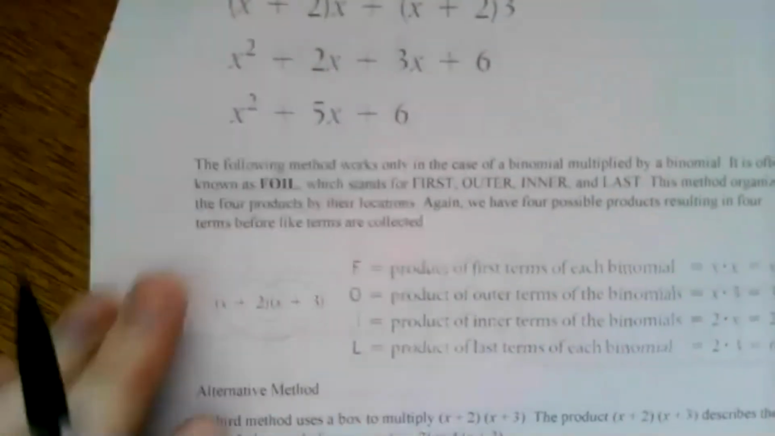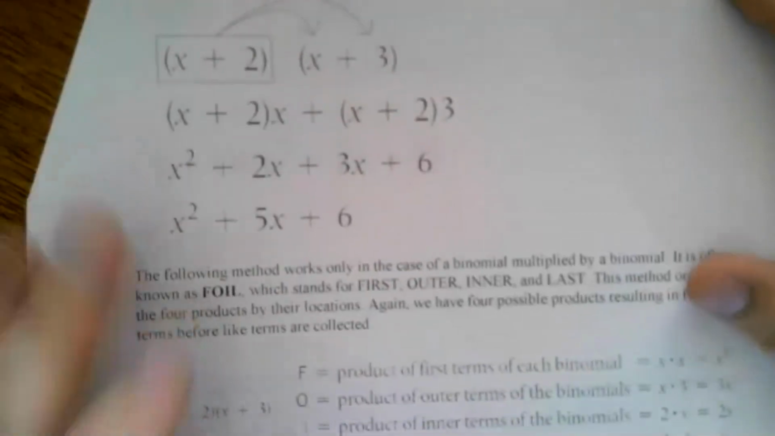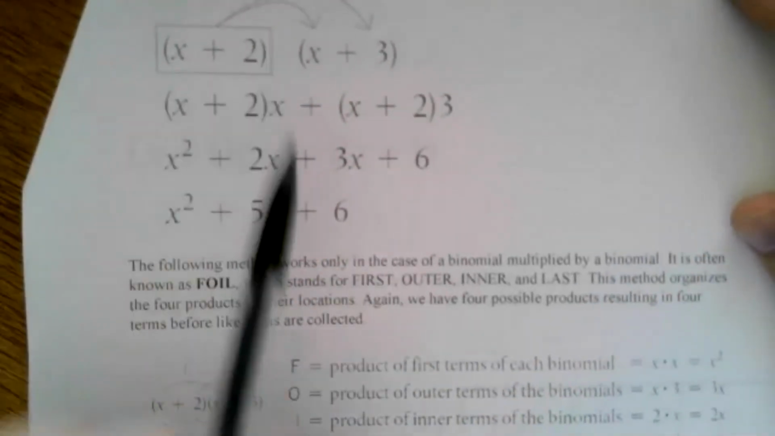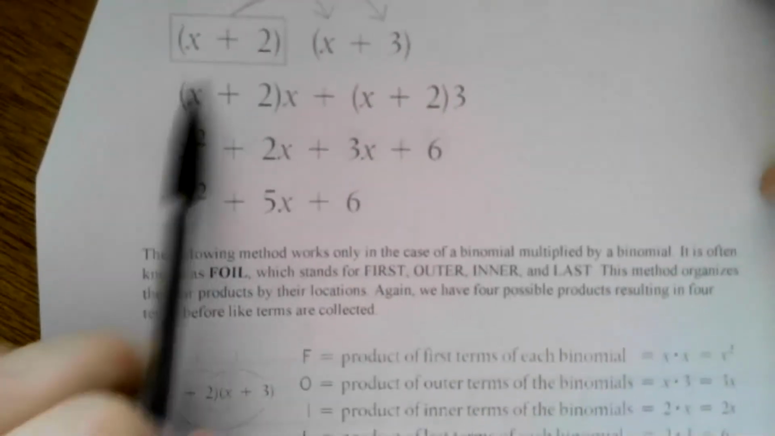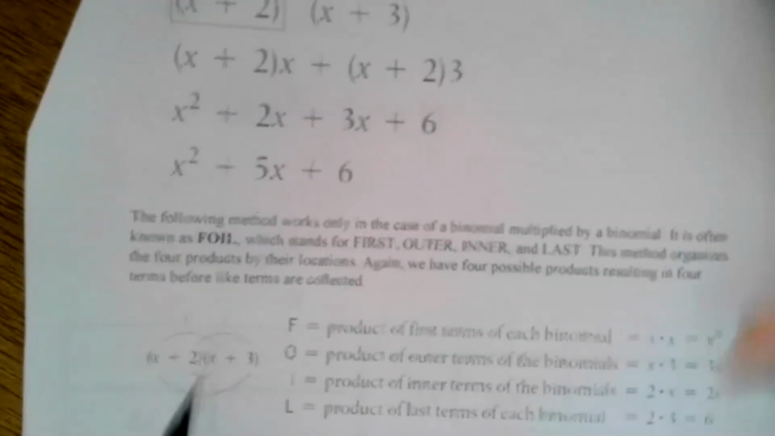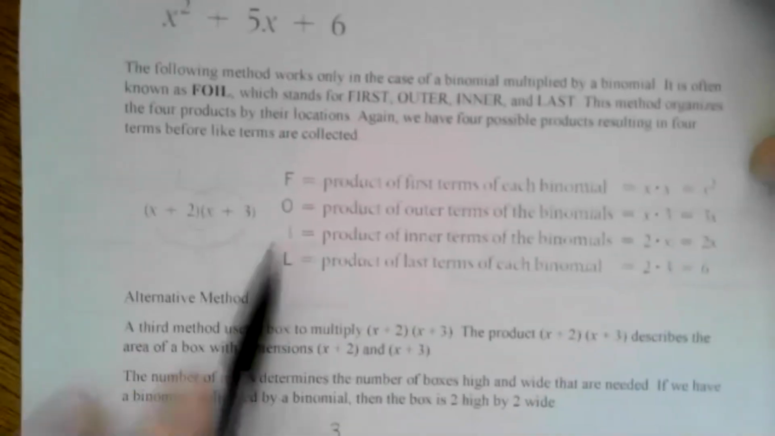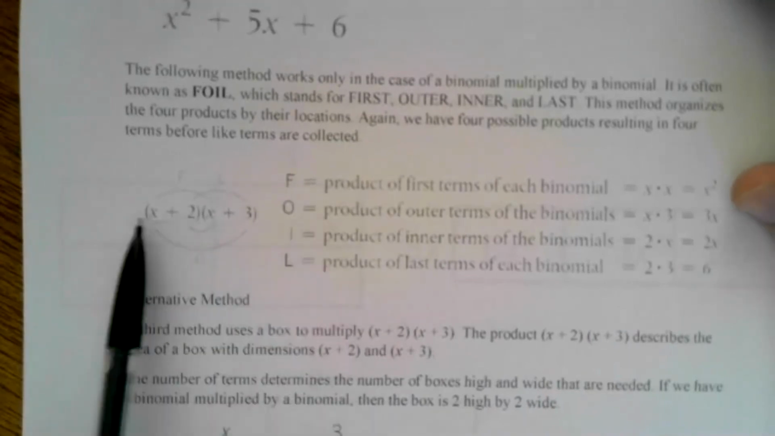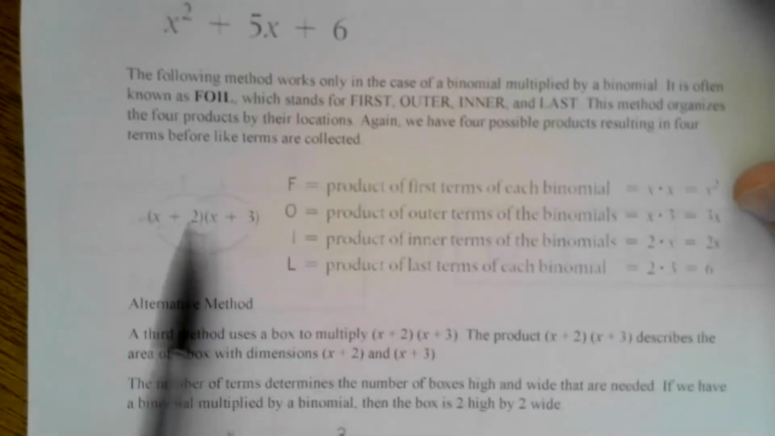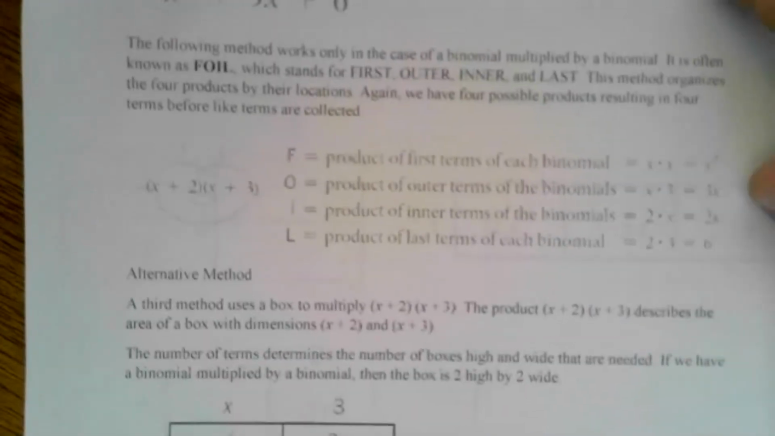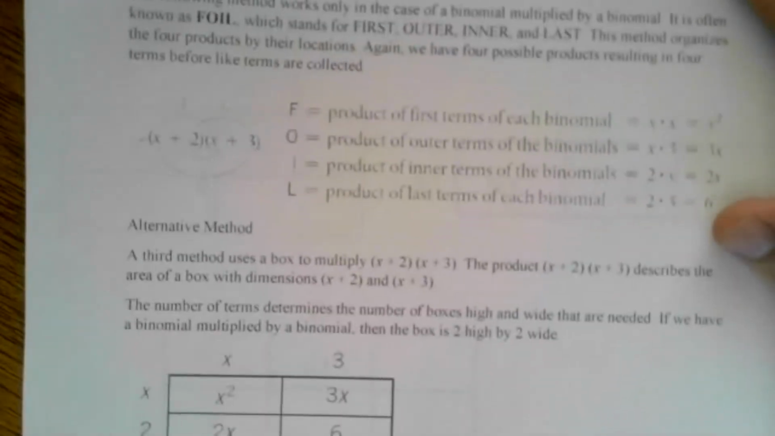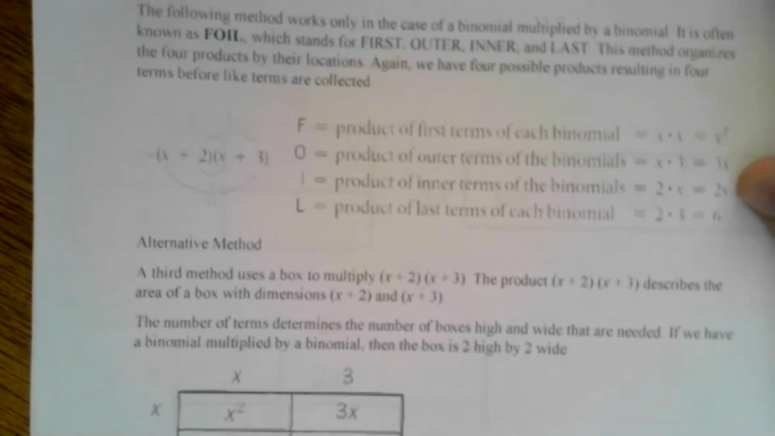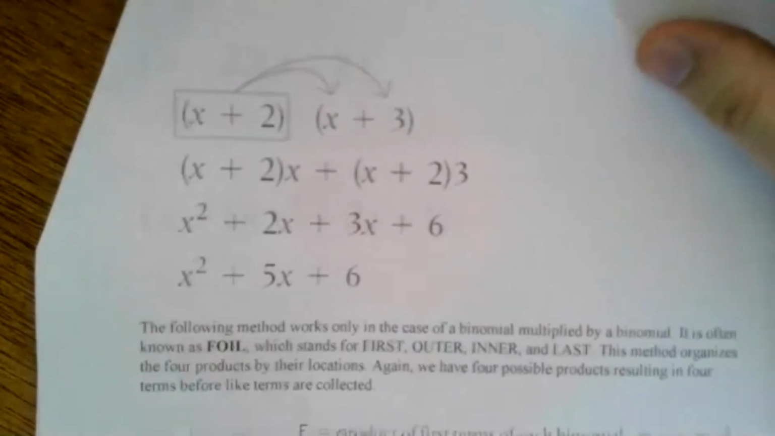So they actually wrote it on the next page too. So probably should have just turned the page, but I didn't see it. So this first one, they're multiplying each other, just like the FOIL method, right? So kind of like this one down here. So FOIL, it's just the product of the first term, so x and x, the product of the outer terms, the product of the inner terms, and then the product of the last terms. And then you can also do the box method down here.